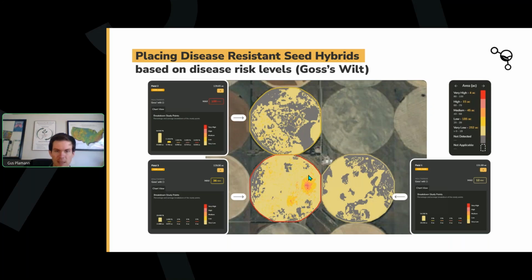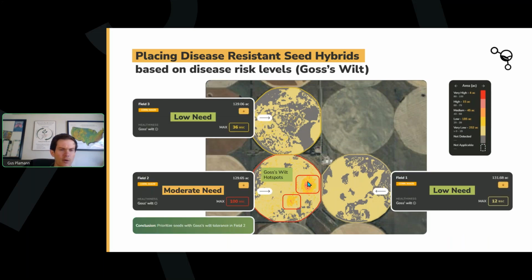But you can see a hot spot here of the Goss's wilt, in this eastern midpoint of the field. Field 3, I believe, up here, you can see a lot of gray, and in the gray, that's areas where the disease is not even detected. And similar for field 1 down here, it was detected at very low levels across quite a bit of acreage, but generally there's not really any hot spots. It's really this field right here that has a hot spot for Goss's wilt. And I know there are some seeds that have some Goss's wilt tolerance.